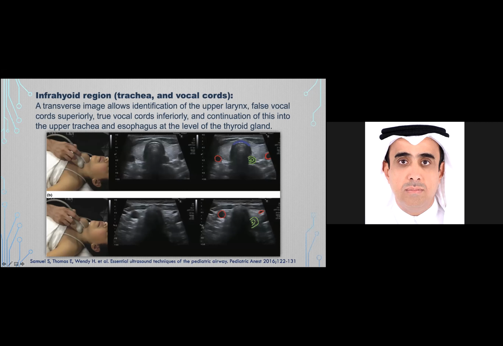As we move back caudally over the neck, you can see the structures again: the cricothyroid membrane, the cricoid cartilage, tracheal rings, and the thyroid gland.